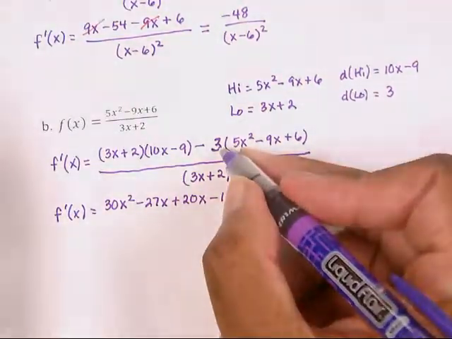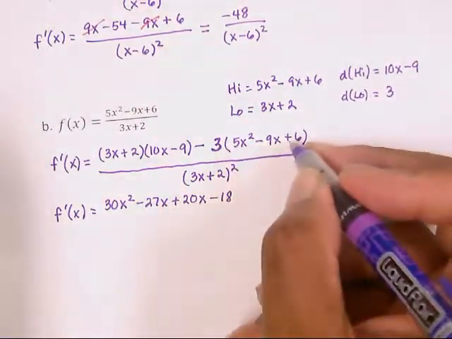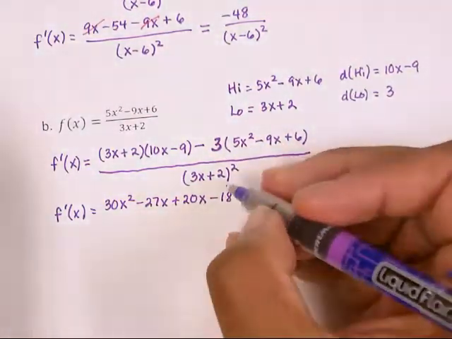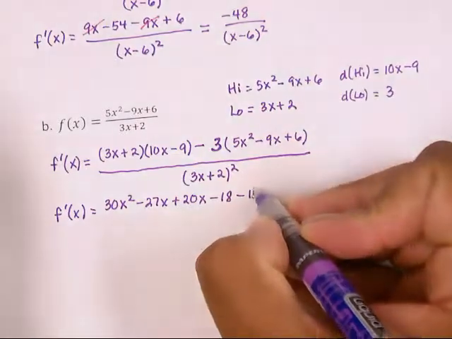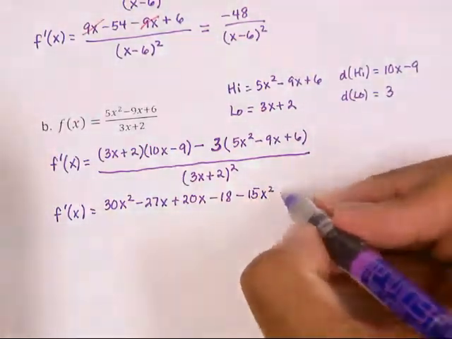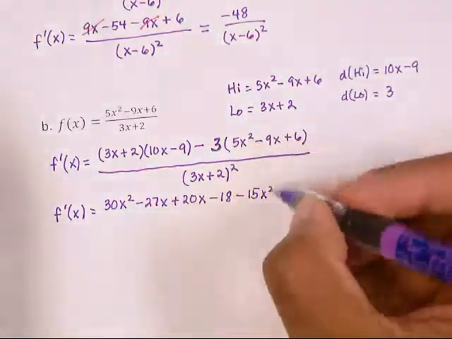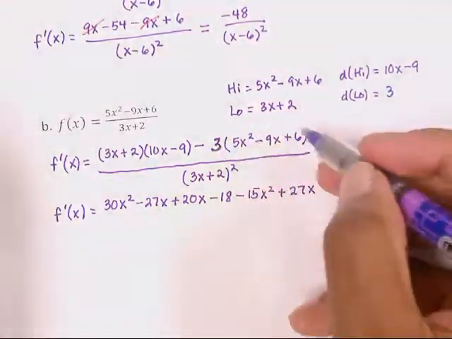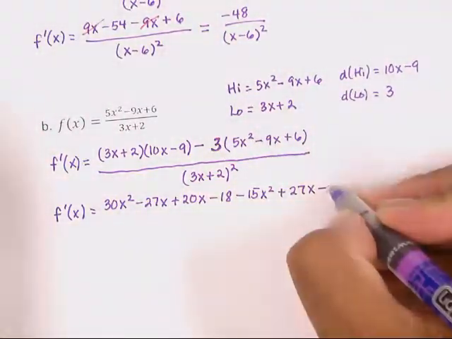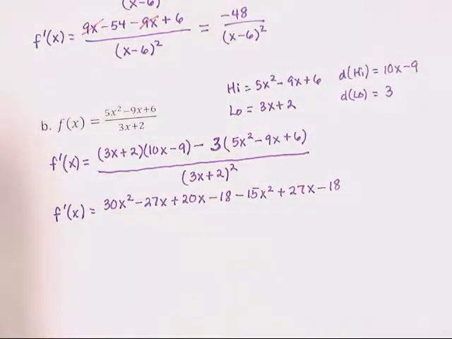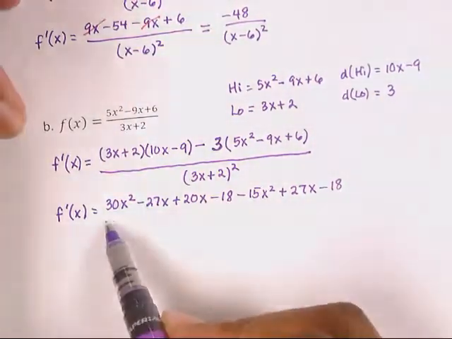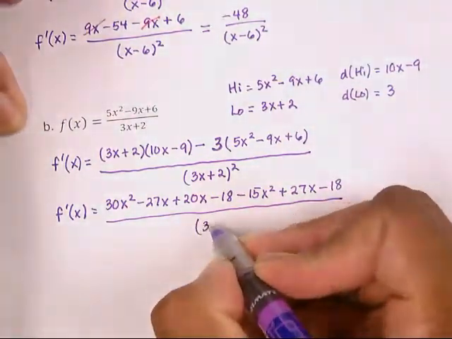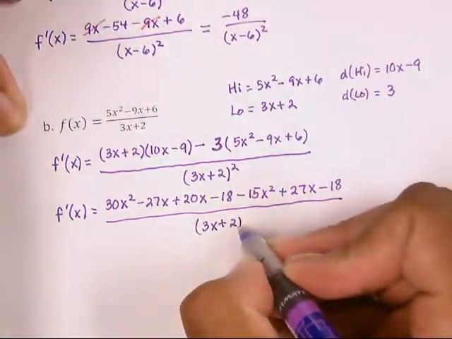And then distribute that negative 3 over all of this inside the parentheses. If I do negative 3 times 5x squared, that's going to be a minus 15x squared. And then minus 3 times the minus 9x will be plus 27x. And then minus 3 times the plus 6 will be a minus 18. And all that's going to be divided by (3x plus 2) quantity squared. I'm not going to expand this out.